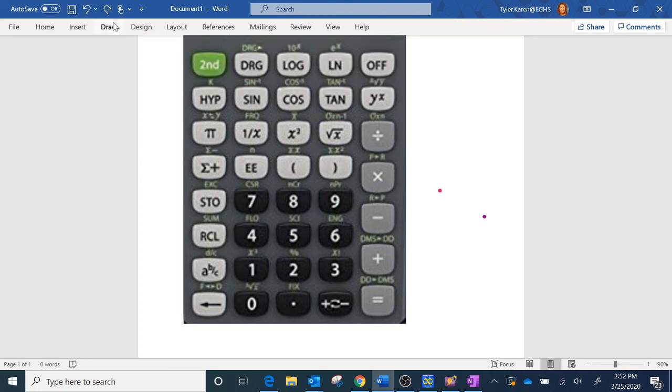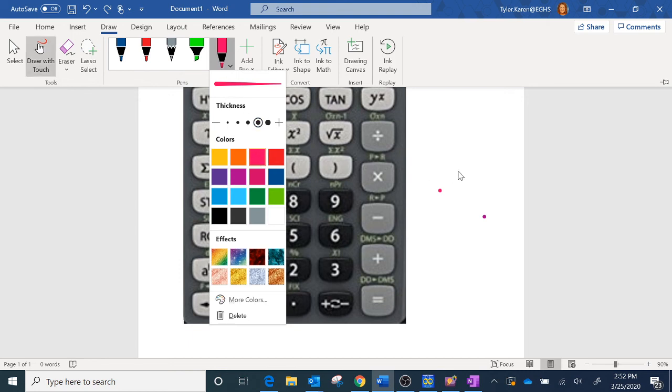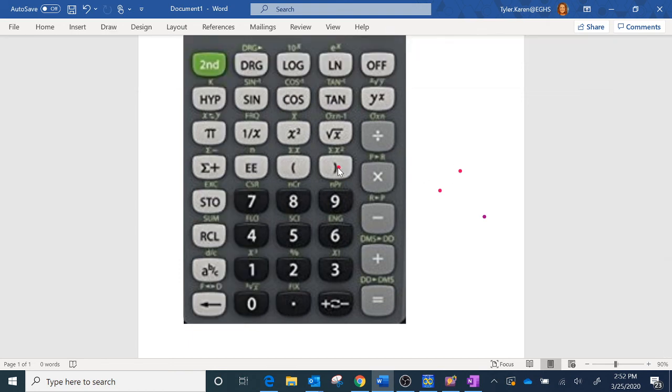Sorry, I'm going to do this because I have to learn how to do this. I don't know why this is not working. Okay, there we go. So right here is NPR, above the 9 button.